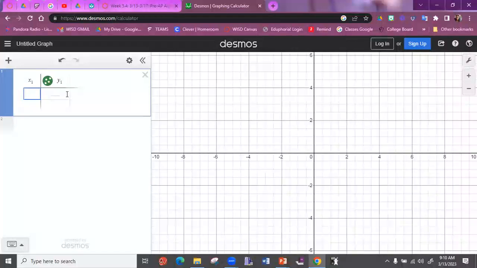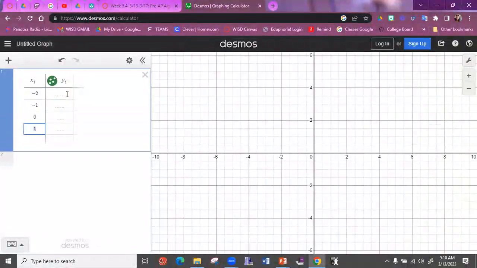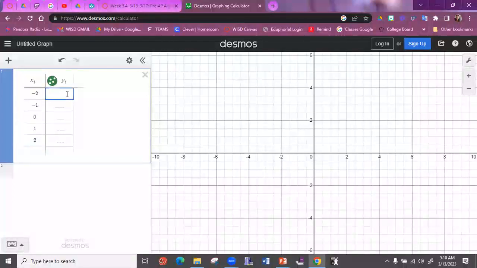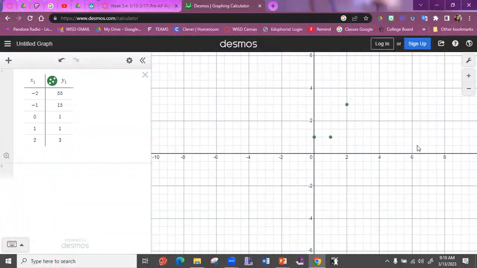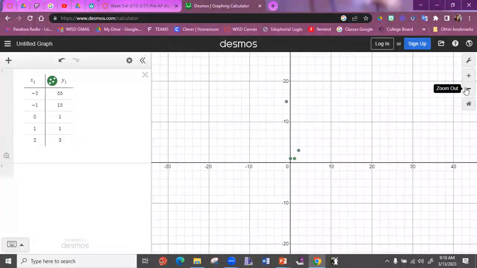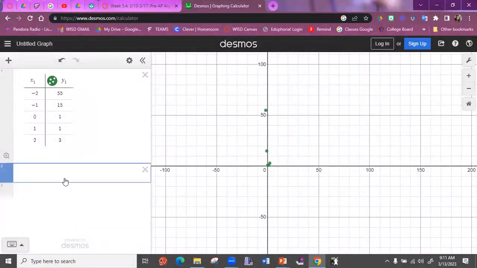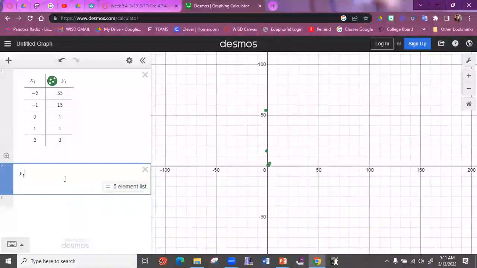So what were our x values? Negative 2, negative 1, 0, 1, and 2. What were our y values? 55, 15, 1, 1, and 3. Okay, so it's going to plot them for us. As you can see, you can zoom out if you can't see them all. Now, in y sub 2, that's where we're writing everything. We already said that we had to use the cubic one, right?